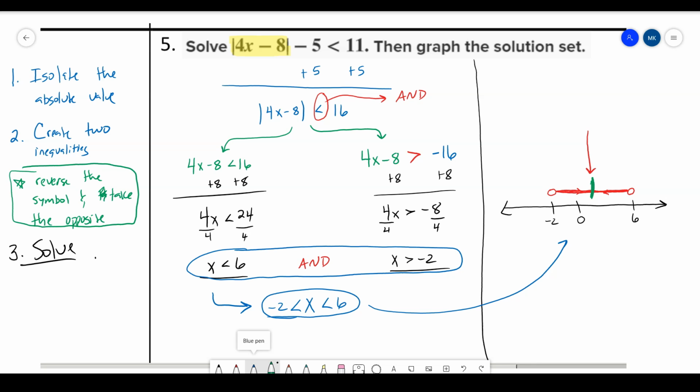And then vice versa, if it's a greater than symbol here, it would be an OR inequality. So you'd have two things that are going away from each other, right? So again, reviewing the steps, same thing as an absolute value equation. For the inequality, we're going to isolate the absolute value term and then create two different inequalities. For the second one, we reverse the symbol and take the opposite, and we get our full solution there.